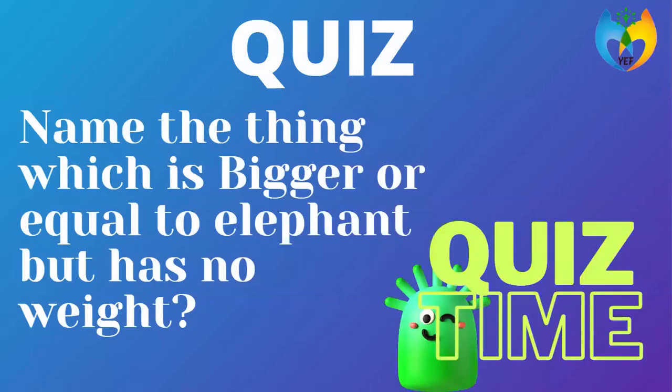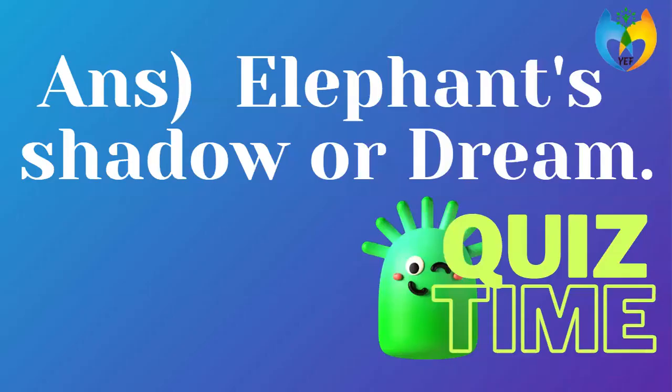The next question is, name the thing which is bigger than or equal to the elephant but has no weight. Can you name the thing in the chat box, please? Tanvi has written trust. Elephant's shadow or dream? Nobody has the right answer. Can we move to the next question, please?